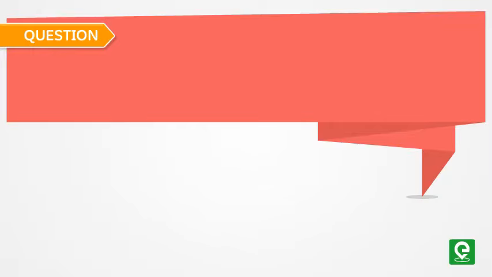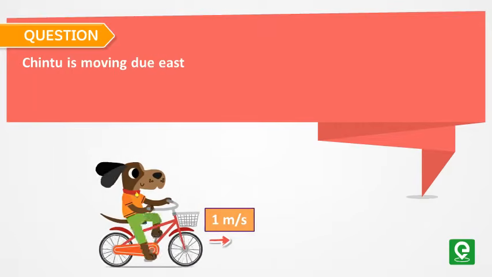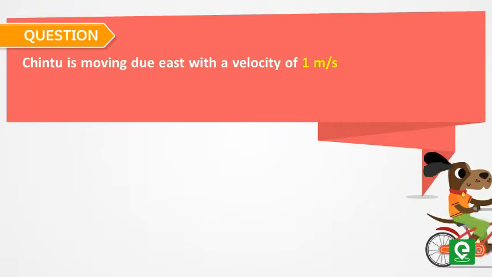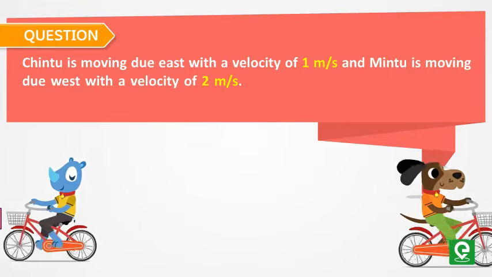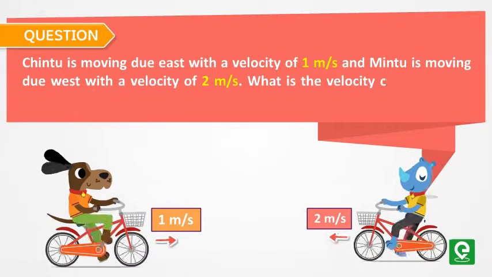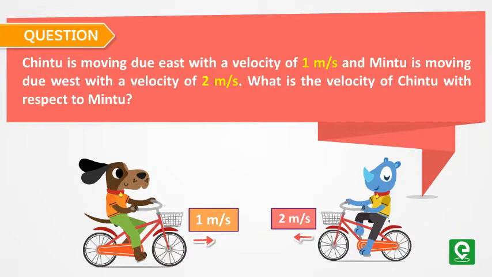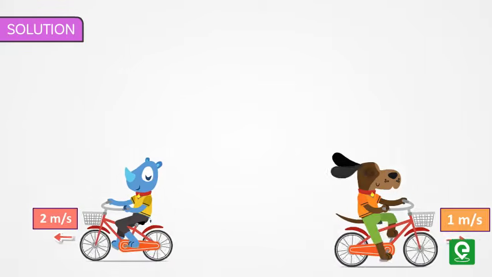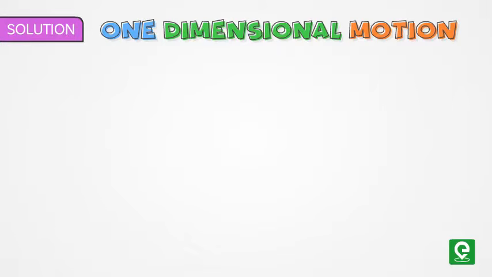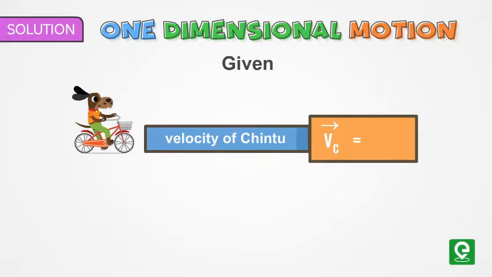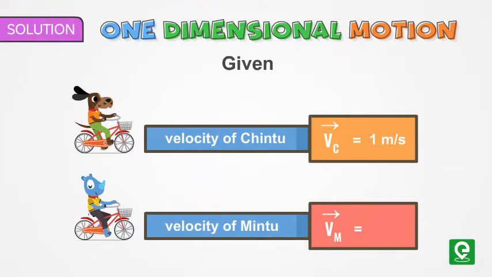Question: Chintu is moving due east with a velocity of 1 meter per second and Mintu is moving due west with a velocity of 2 meter per second. What is the velocity of Chintu with respect to Mintu? Solution: This is a one-dimensional motion problem. We are given that the velocity of Chintu is equal to 1 meter per second in east direction, and velocity of Mintu is equal to 2 meter per second in west direction.